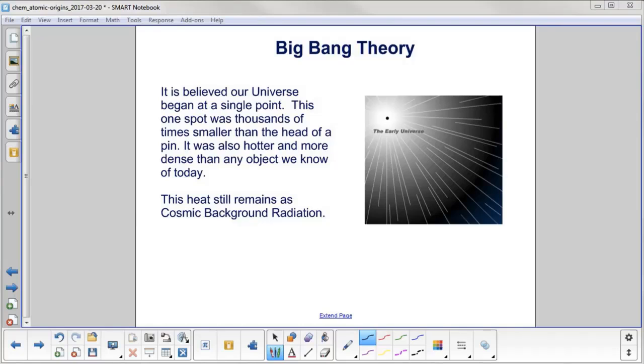Scientists have a great deal of evidence that shows that our universe began at a single point or a singularity. This spot was thousands of times smaller than the head of a pin. It was also incredibly hotter and more dense than any object we know of today. This heat still remains in the universe, and it can be observed. It's called the cosmic background radiation.